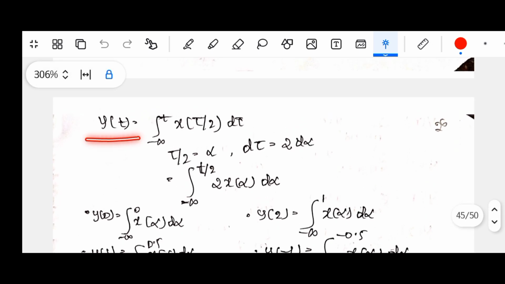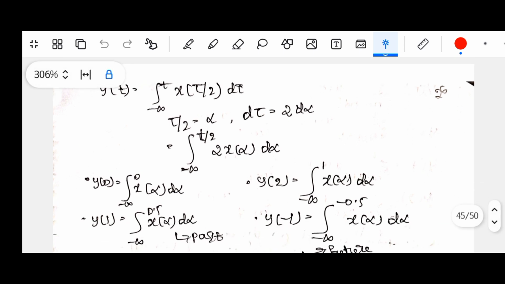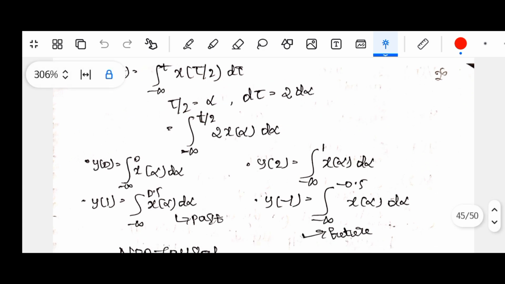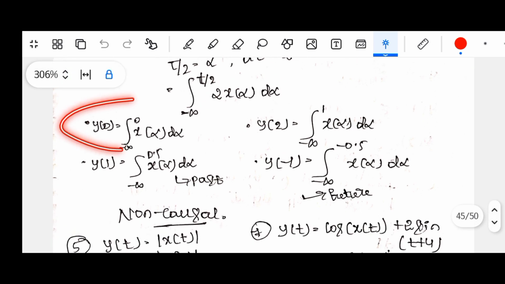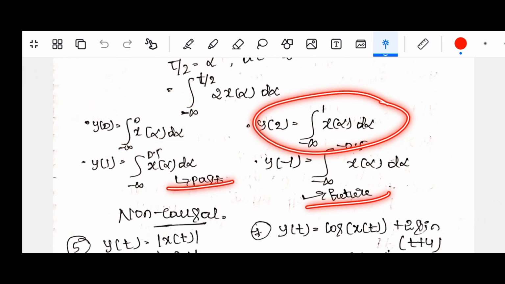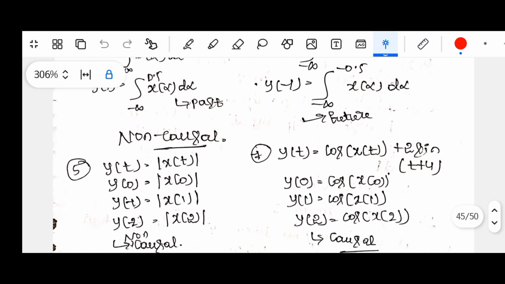Next, y(t) is equal to the integration from minus infinity to t of x(tau/2) d tau. Take alpha as tau by 2, d tau is equal to 2 d alpha. Integration from minus infinity to t by 2 of 2x(alpha) d alpha. Put t at 0, t at 1. It becomes past and future. Therefore, it is non-causal.